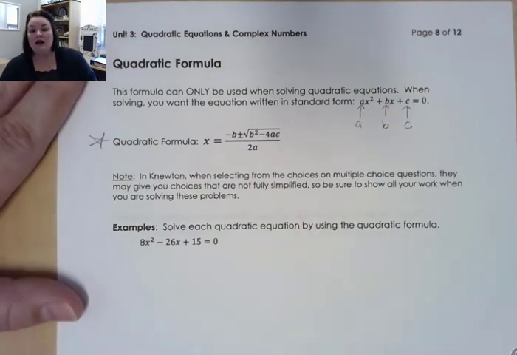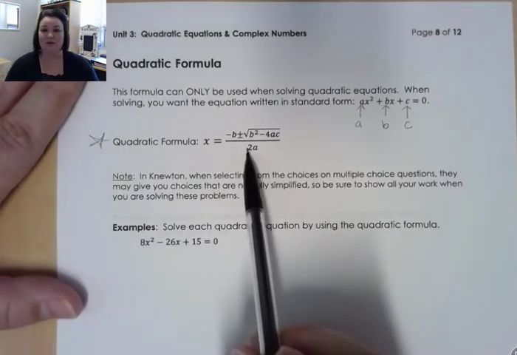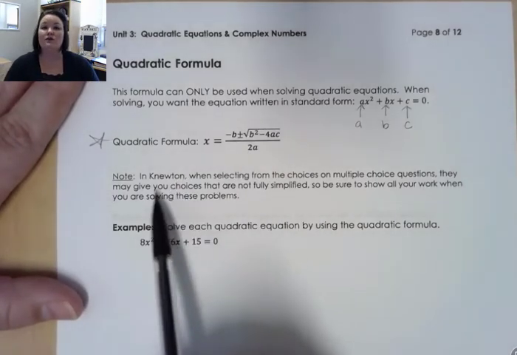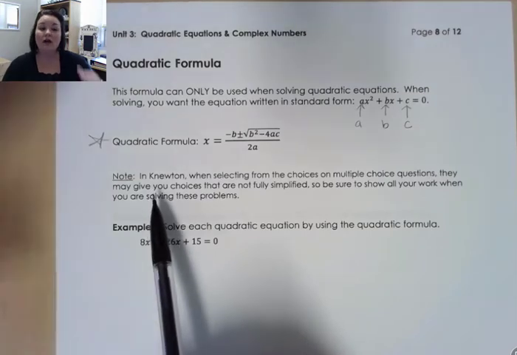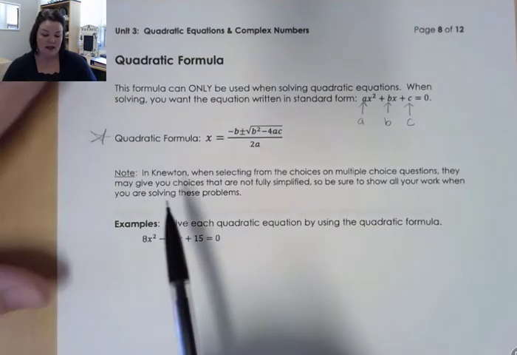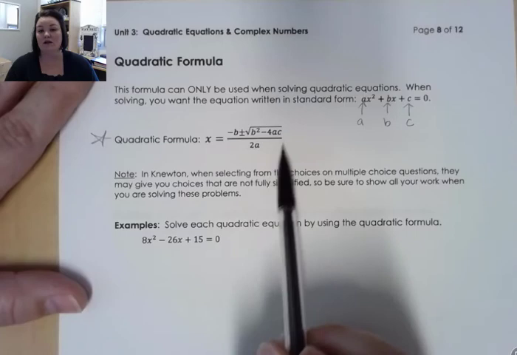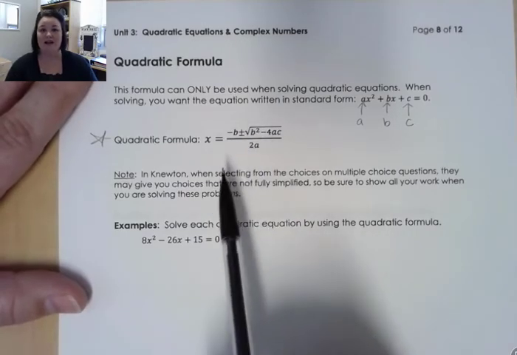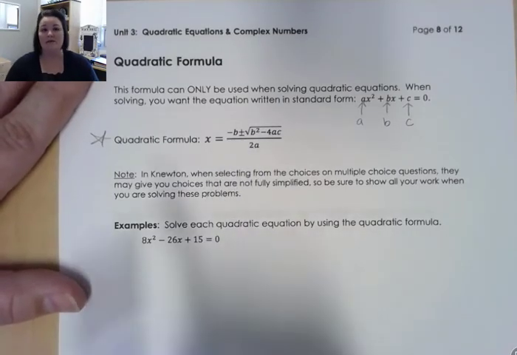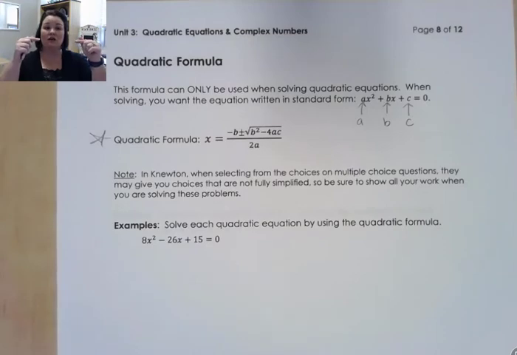All right. The other thing that you need to know is when you are working out these problems, to ensure that you're working them out using the quadratic formula, sometimes in your Knewton assignments, the choices for the multiple choice questions may not be the complete answer, okay? It may not be like x equals 2 or x equals 1. It may be some part of the process of working through the quadratic formula, okay?